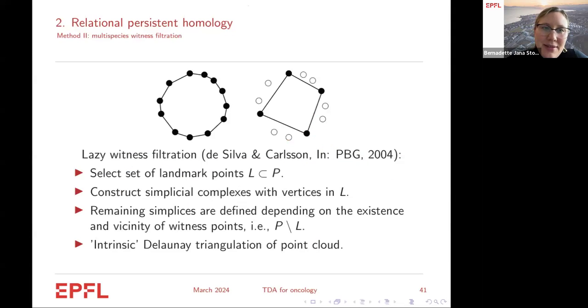So let's come to the second method. This is the multi-species witness filtration. This is inspired by the lazy witness filtration that was introduced by De Silva and Carlsson in 2004. The lazy witness filtration basically selects a set of landmark points in a larger point cloud and then constructs simplicial complexes with vertices on those landmarks. And the remaining simplices are then defined depending on the existence and vicinity of witness points in the point cloud without the landmarks. The idea being that this gives an intrinsic Delaunay triangulation of this point cloud and also reduces the computational cost for very large point clouds.